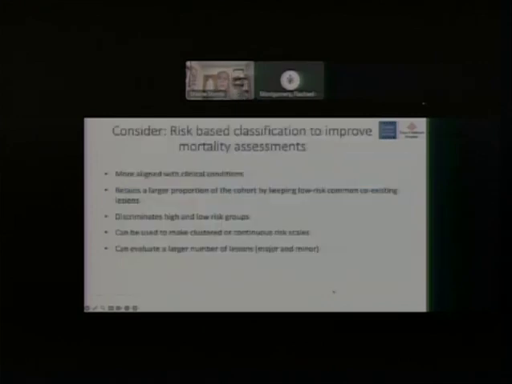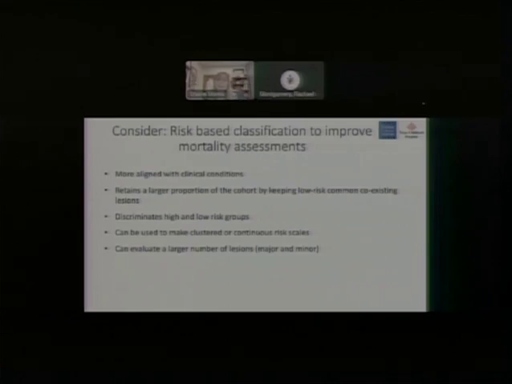So basically, in summary, consider risk-based classification to improve mortality assessments. These are more aligned with the clinical conditions and what I see in practice, and they're going to make more sense to practitioners. They retain a larger portion of the cohort by keeping low-risk common coexisting lesions within the cohort and allow you to improve power. It discriminates high and low-risk groups. It can also be used to make clustered or continuous risk scales because you can add low-risk, high-risk. We can even add more layers of risk.